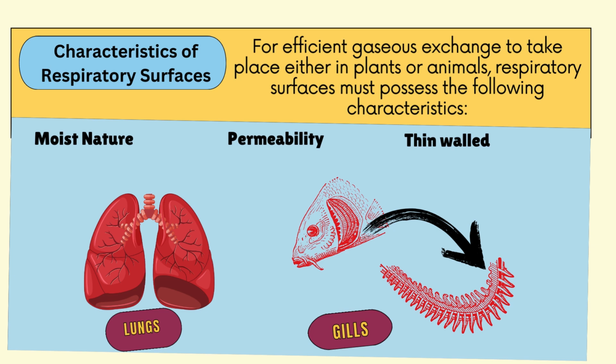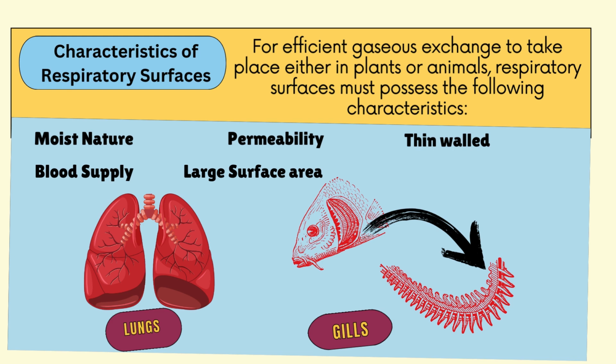Number 4, it must have an adequate supply of transport medium, e.g. blood, so that this can move the dissolved gases around the body. Number 5, the respiratory surface must have a large surface area to aid diffusion of gases. A large surface area in living organisms is necessary to ensure easy diffusion of gases.